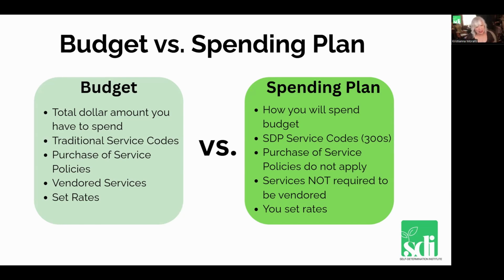Now we get over to the spending plan. The spending plan is created by the participant. And this is key. This is saying, this is how I'm going to spend that total dollar amount. This is how I'm going to spend the budget. If you see service codes in the 300 range, those are the self-determination program service codes. These are the services you're going to be looking at now. So you're not limited to what the traditional services are. Remember, the self-determination program has a lot more options for services. So now you're going to go by the SDP service codes.